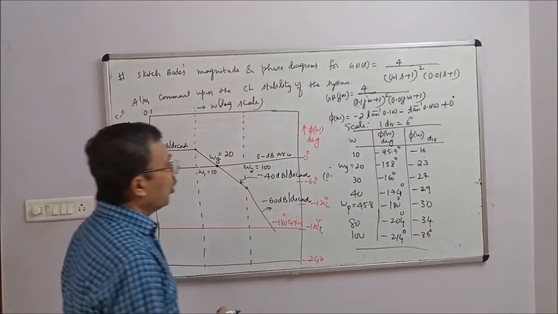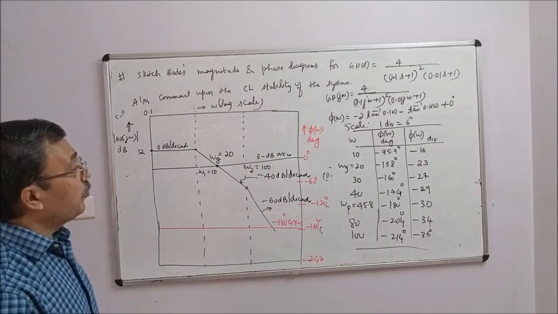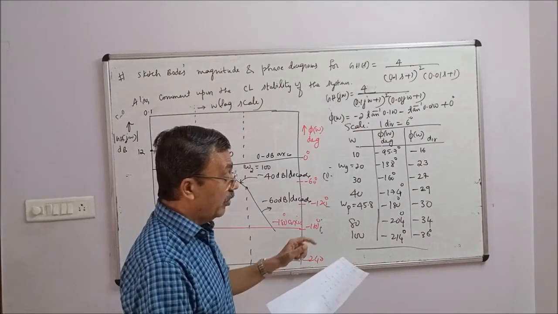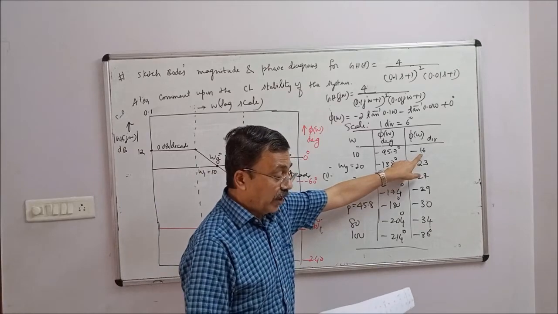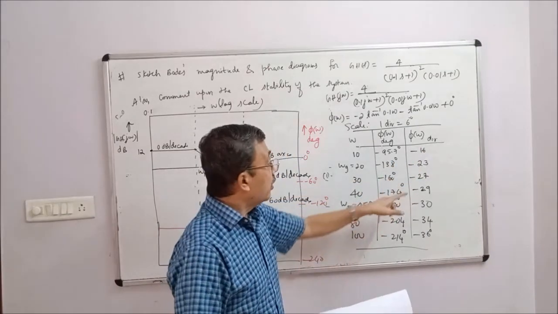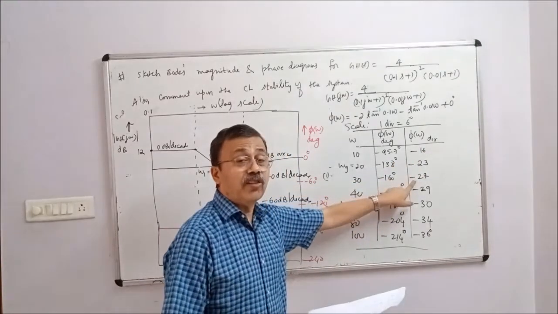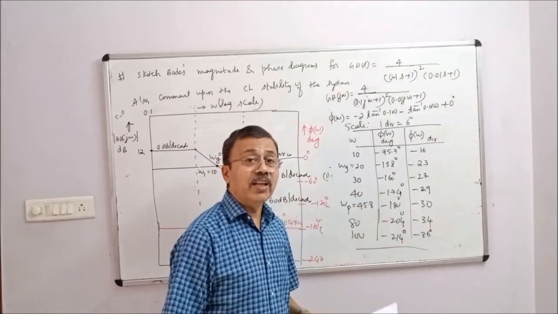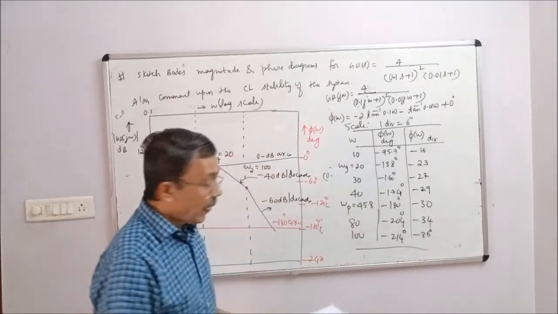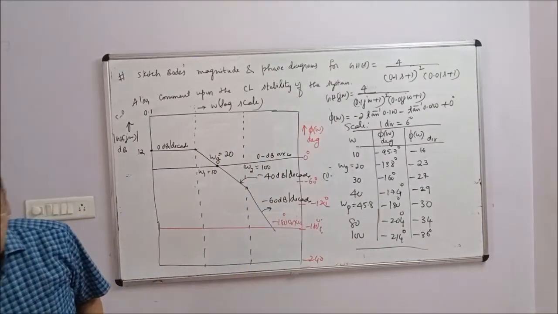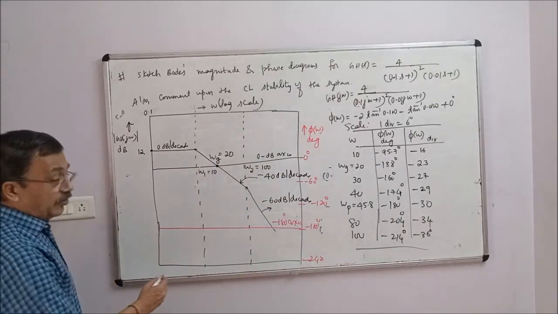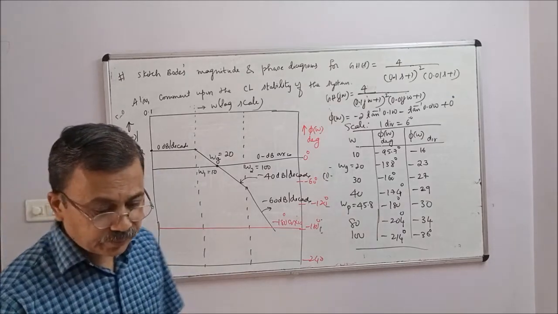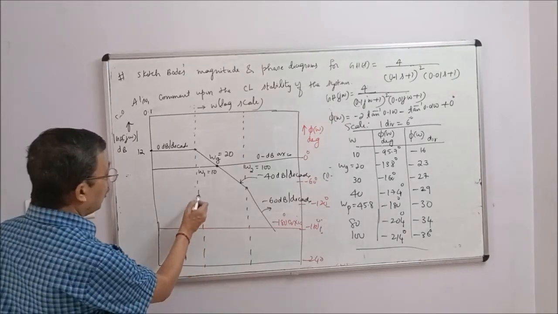Correct? Now I am going to draw the phase diagram. See, for example, what I meant is this minus 16 could be minus 15.95. This minus 27 could be minus 26.7 and approximated as minus 27. That's what I mean. Now using this, we draw the phase diagram. The phase diagram looks like this.